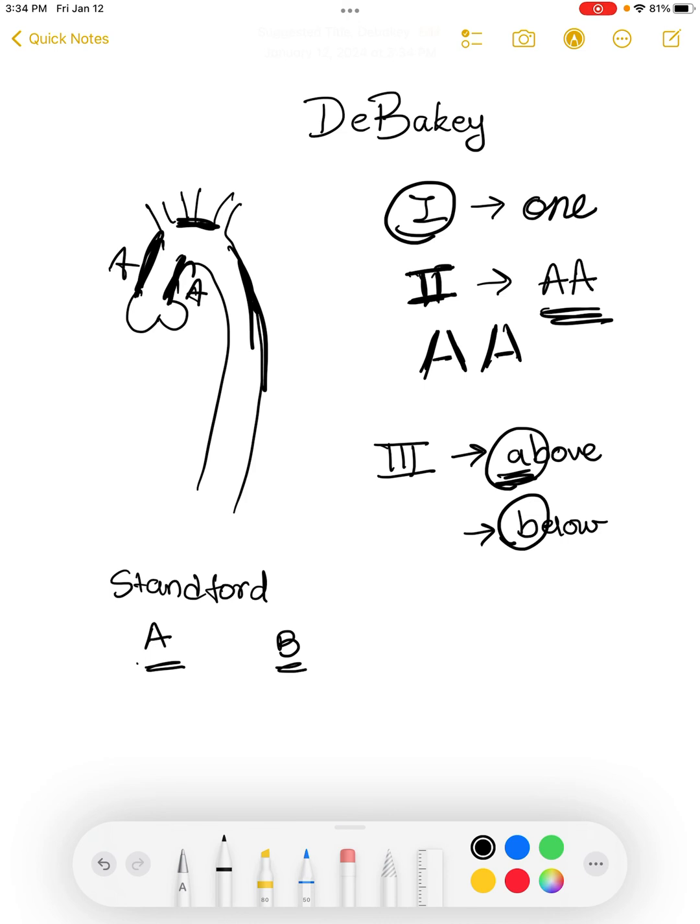And then the Stanford type A usually just involves the ascending aorta, and B just the descending aorta. So the mortality for Stanford type B is lesser. That's all.